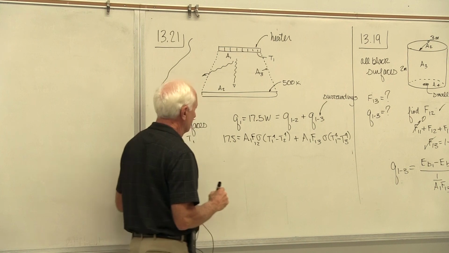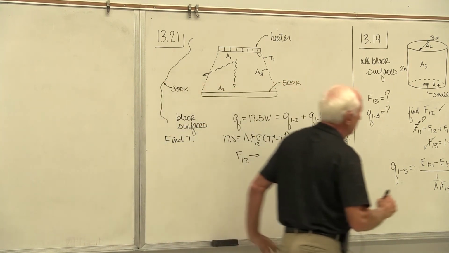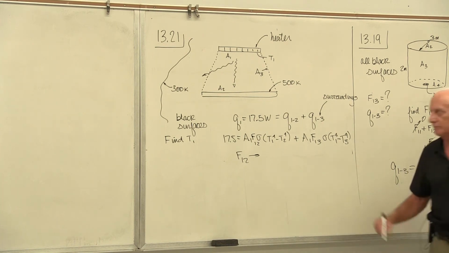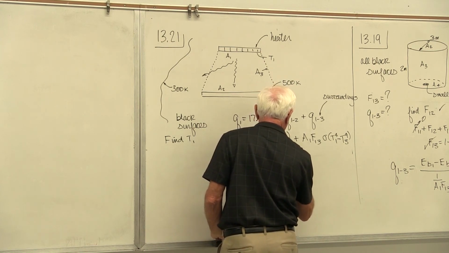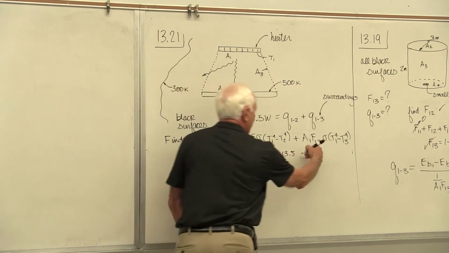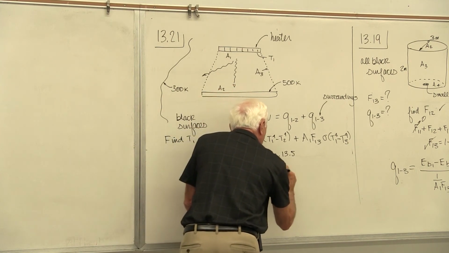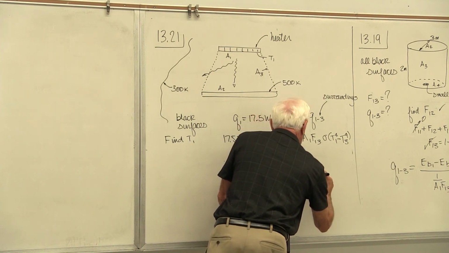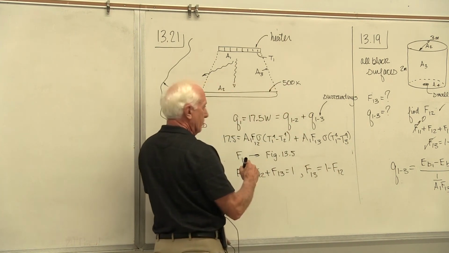There it is. Do I know F12? Sure I do. I go to figure 13.5. I go to L over R1. I read up, I go across, I read F12. Got it. Can I find F13? Of course I can. F11 plus F12 plus F13 equals 1, so F13 is 1 minus F12.